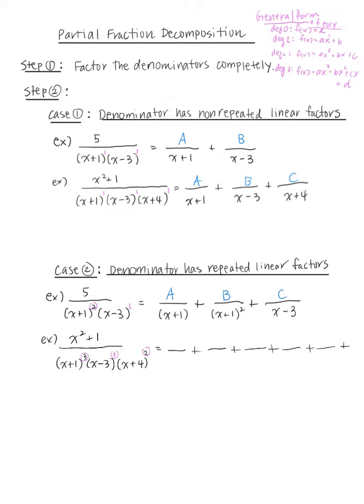Dang it, I'm running out of room. All right, so let's do this. Let's deal with x plus 1 to the third. So x plus 1 repeats 3 times, right? So first, you're going to have the first copy of x plus 1, the second copy, x plus 1 squared, and the third copy, x plus 1 whole quantity to the third power.